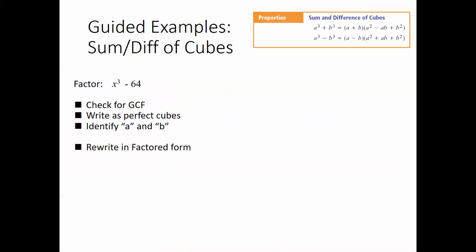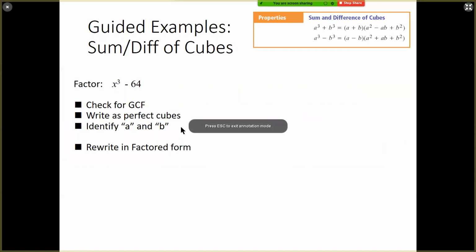So if we look on this next slide, we're asked to factor x to the third minus 64. First thing we always want to check for is the greatest common factor.